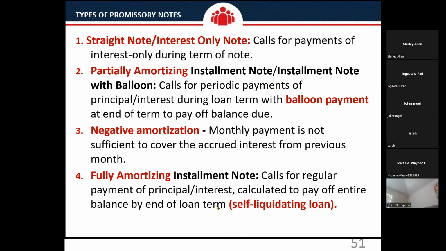Negative amortization means the monthly payment is not sufficient to cover the accrued interest from the previous month. That happens when you don't pay your full note, and the things that you're not paying are actually going onto the back of the loan. A fully amortizing installment note calls for regular payments of your principal and your interest, calculated to pay off the entire balance by the end of the loan term. That's what everybody wants it to be now. That's also referred to as a self-liquidating loan.